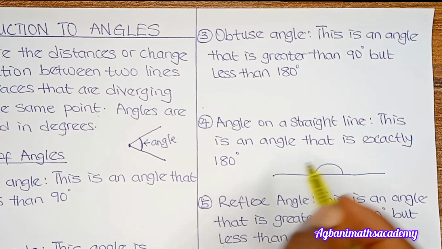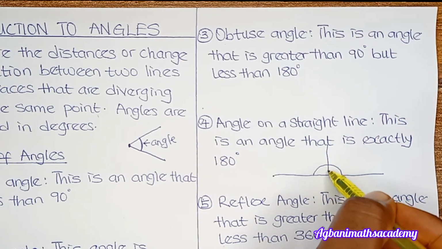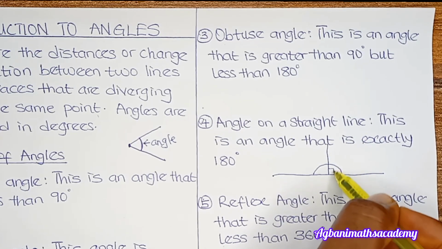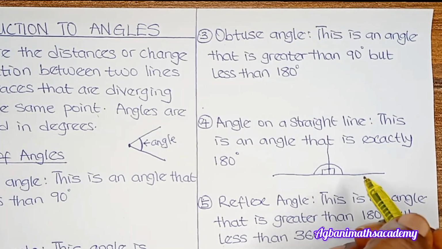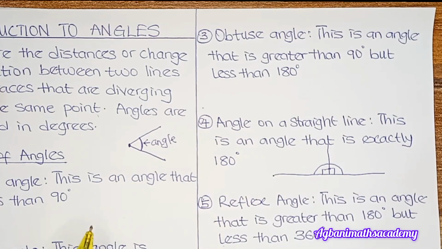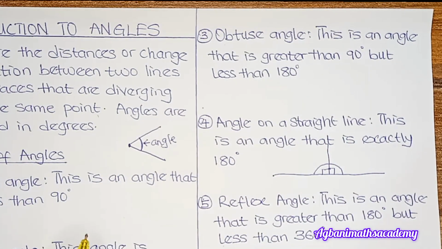How do we know? If you draw a vertical line to meet this horizontal line, this side will be 90 degrees and this side will be 90 degrees. So 90 plus 90 will give us 180 degrees. So the angle on a straight line is exactly 180 degrees.